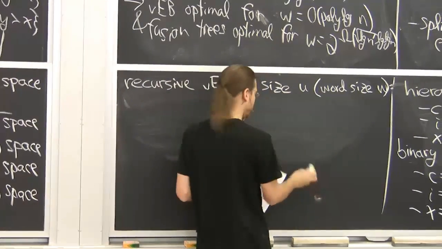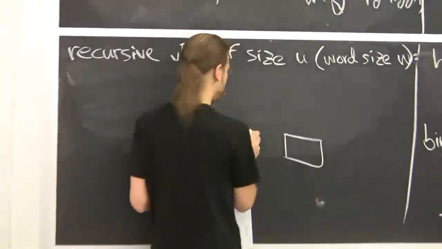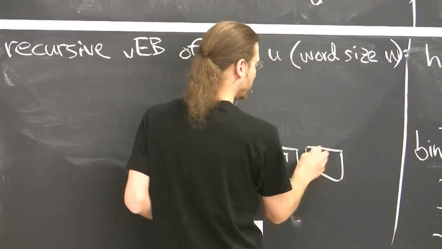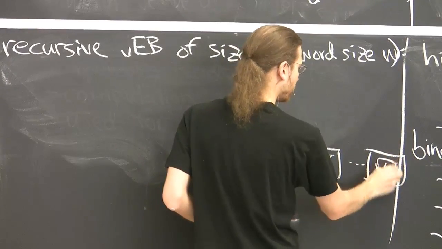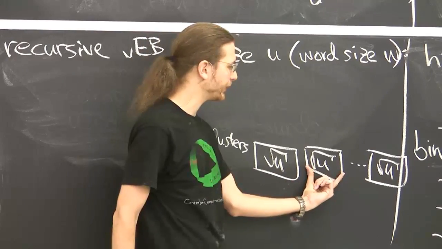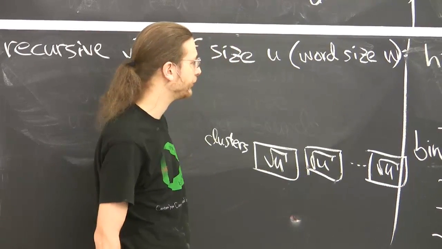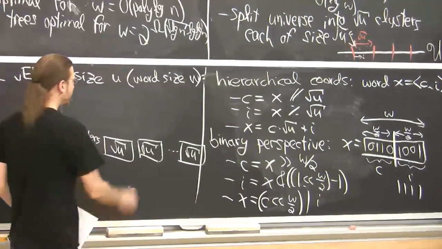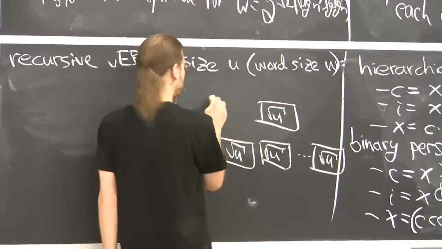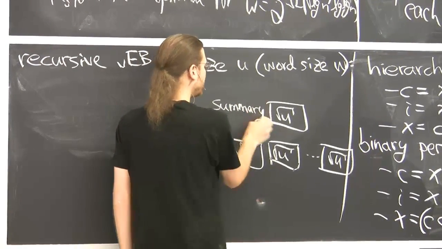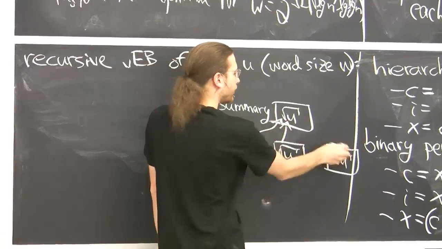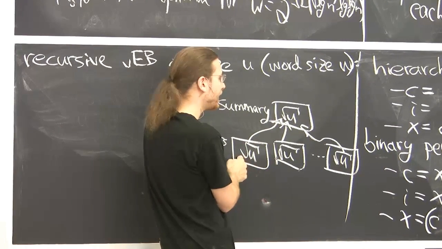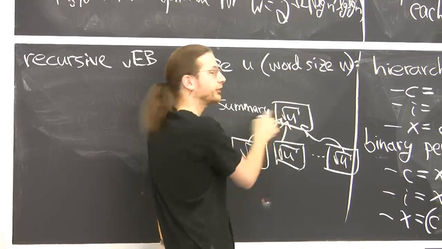And what it's going to look like is we have a bunch of clusters, each of size square root of u. So this represents the first root u items, this represents the next root u items, this represents the last root u items, and so on. So that's the obvious recursion from this. So this is going to be a van Emde Boas structure of size root u. And then we also have a structure up top, which is called the summary structure. And the idea is it represents, for each of these clusters, is the cluster empty or not? Does this cluster have any items in it? Yes or no? If yes, then the name of this cluster is in the summary structure.